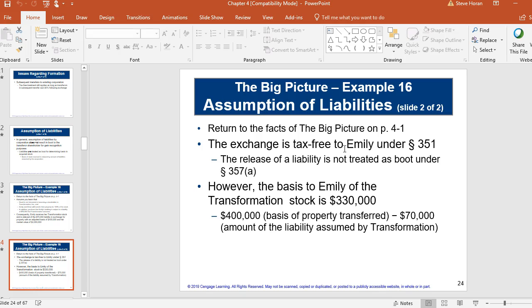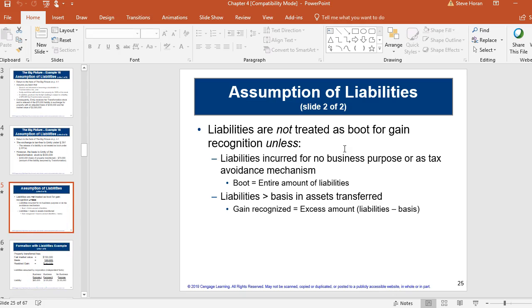The released liability is not treated as boot. However, the basis in the stock is now $330. So if she goes to sell at some point in the future, her basis is now $330 instead of $400,000. So she might have a bigger taxable gain when she goes and sells the stock, if she ever does somewhere down the road. So liabilities are not treated as boot for gain recognition unless the liability is incurred for no business purpose or as tax avoidance. Obviously that's a different story then.